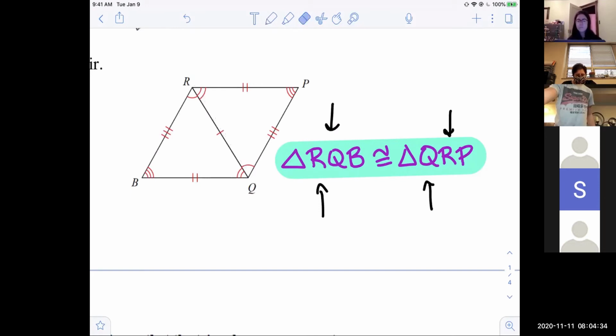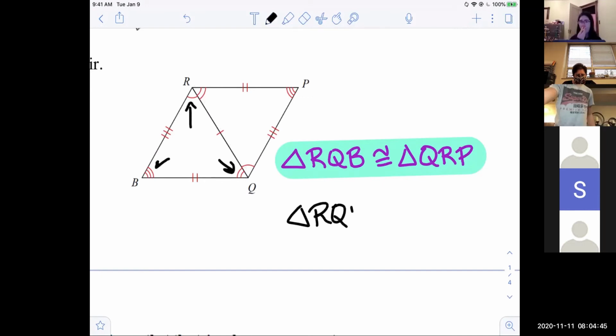So really what I usually do when I'm writing congruent statements, if one's marked with a single and then a double and then a triple, I'll just go in that order, right? Single, double, triple, and then same thing for the second one. Now you don't have to go in that order.